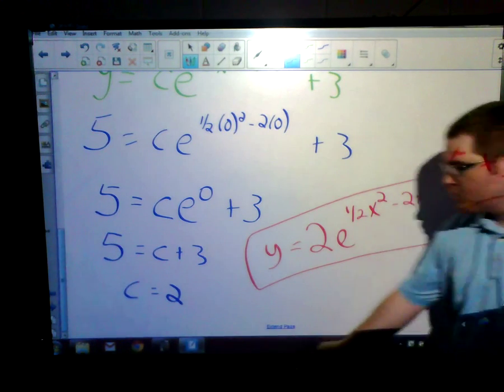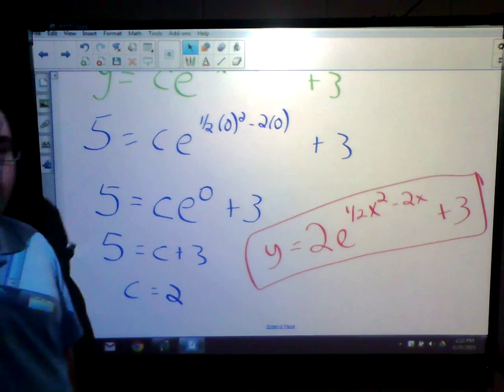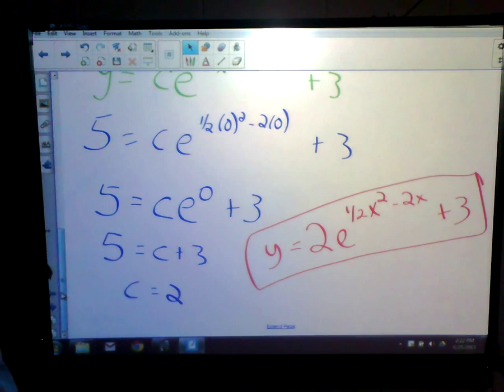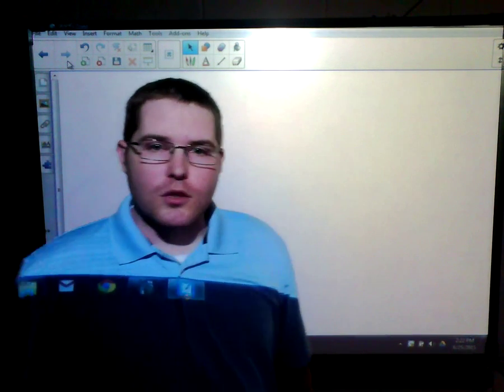Separation of variables almost always looks like this, where you have an e to some power. The reason is that it had to use a natural log. As always, guys, this is an example of a difficult problem. We're going to do a lot more in class.